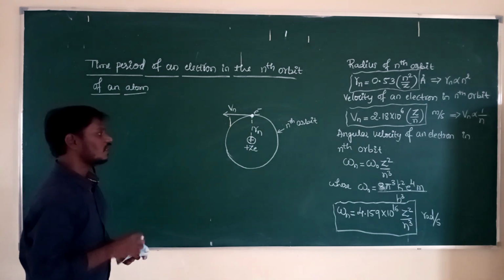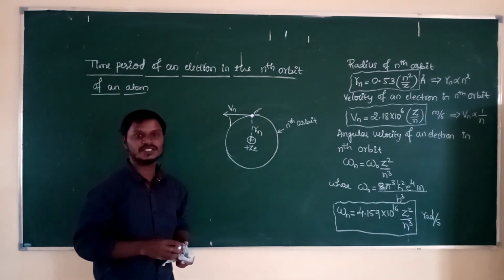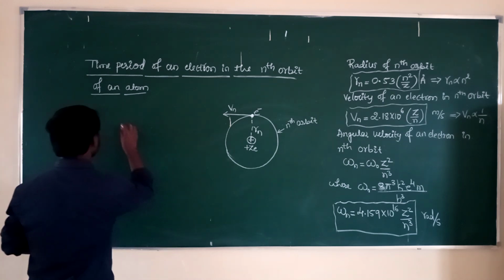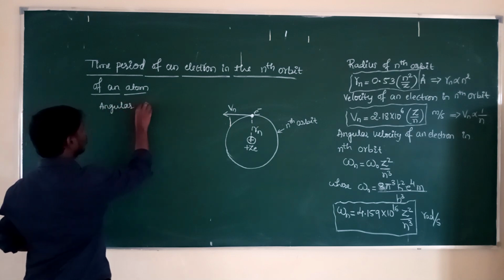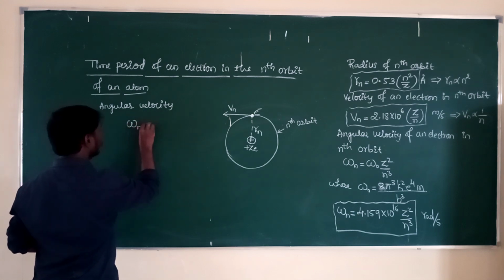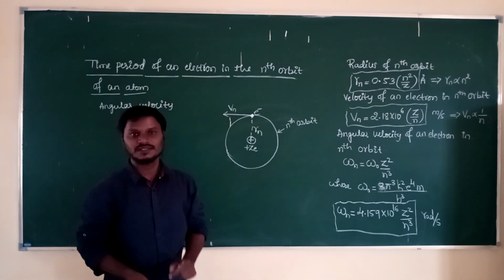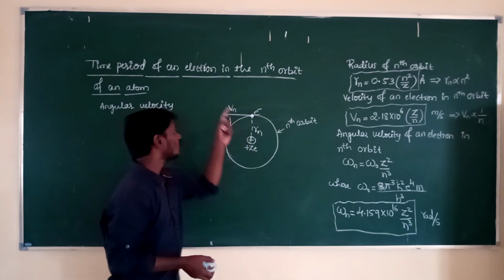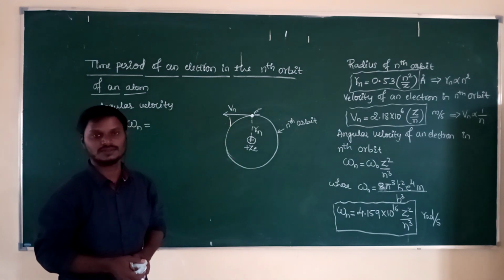See here, what is angular velocity? Angular velocity is nothing but angular displacement divided by time taken. So what do you mean by time period? First of all, we have to know what we mean by time period. Time period is nothing but the time taken by the electron to complete one rotation in the nth orbit.